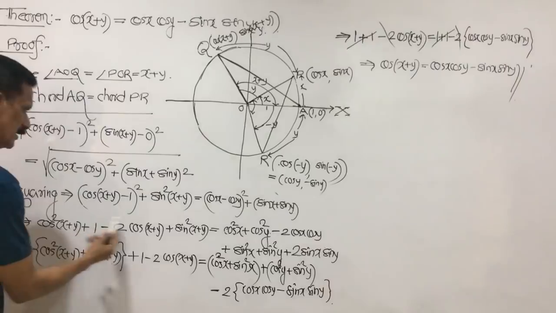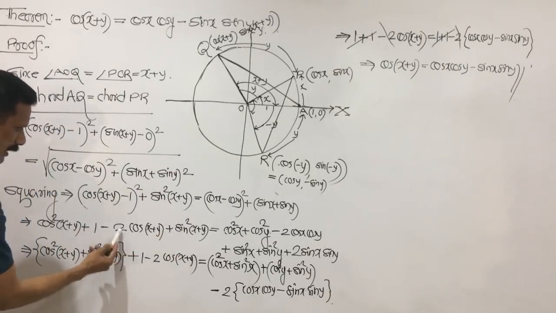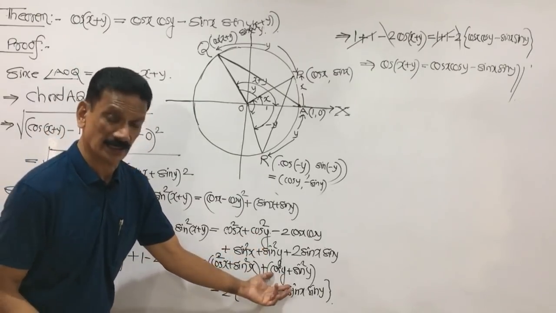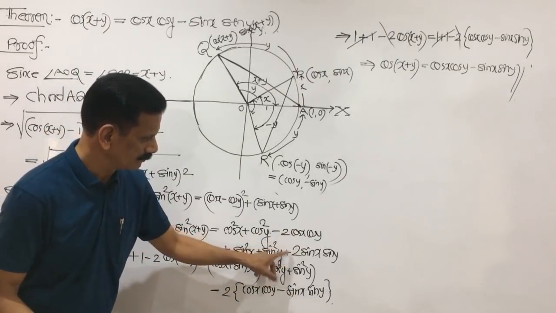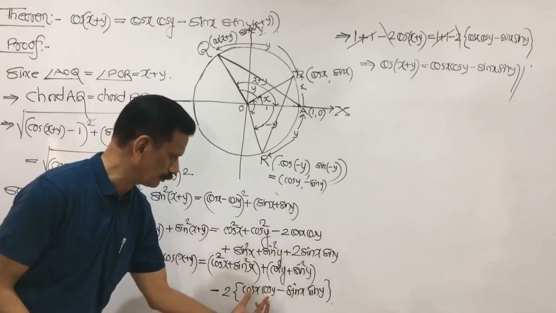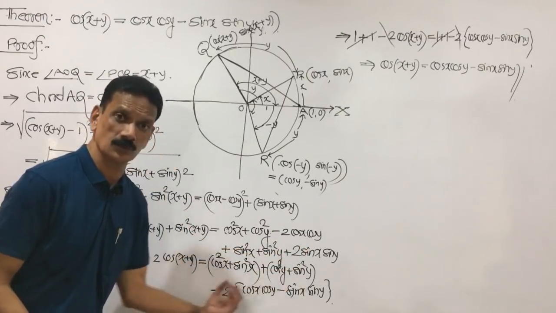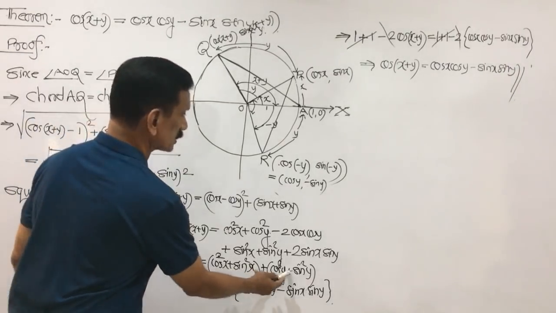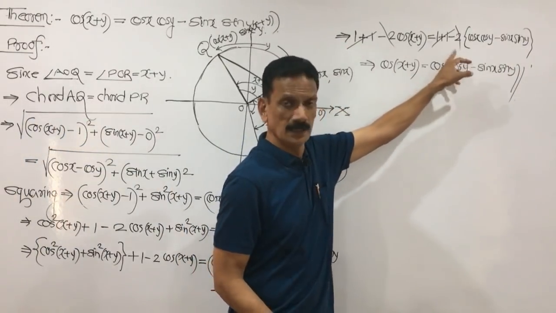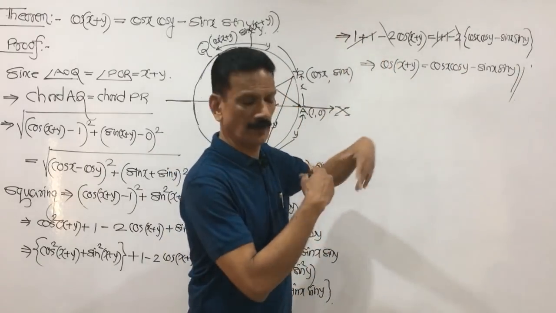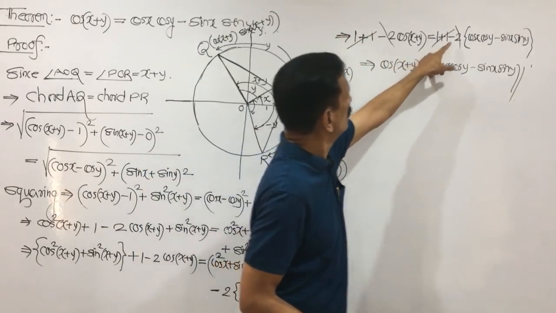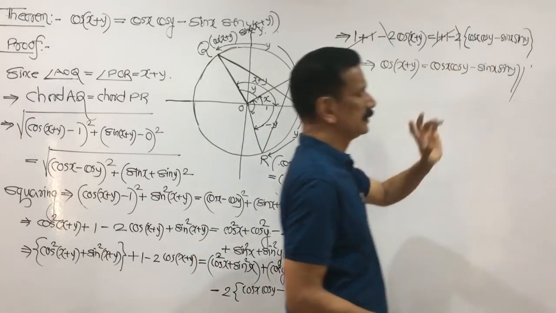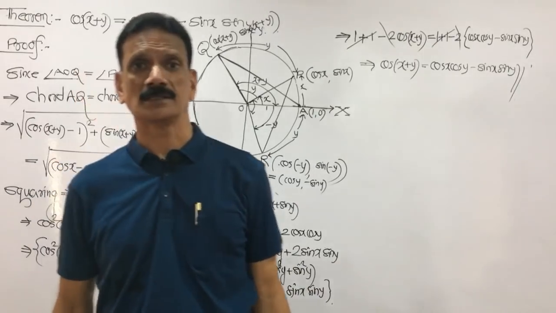So I take this and this together, plus 1 minus 2 cos here. This and this I have taken together. From these two terms I take minus 2 common, so this becomes plus and minus 2 is outside. This value is 1, this is 1, this is 1, and 1 plus 1, 2 get cancelled. We divide both sides by minus 2, this minus 2 cancels, and we get cos of x plus y equals cos x cos y minus sin x sin y.